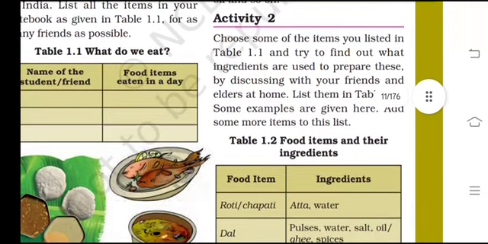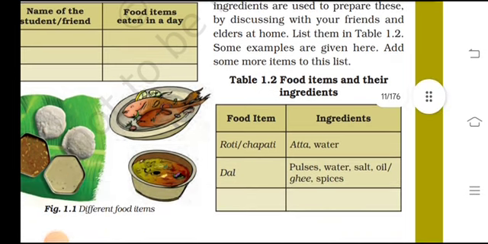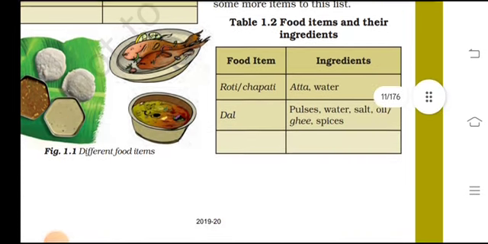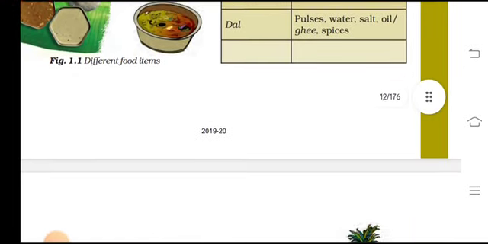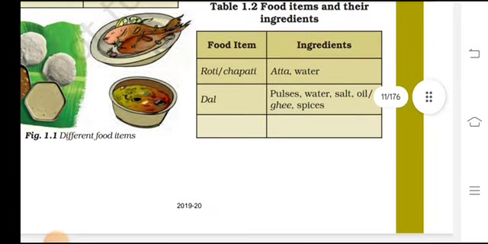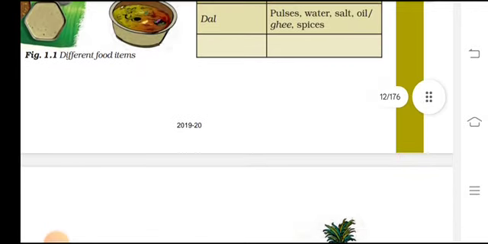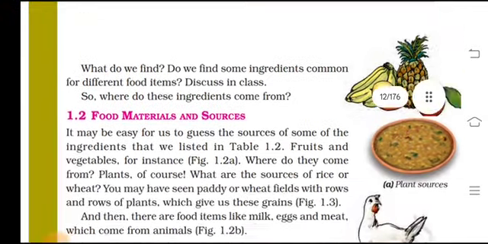Choose some of the items you listed in Table 1.1 and try to find out what ingredients are used to prepare those, by discussing with your friends and elders at home. List them in Table 1.2. Some examples are given here. Add some more items to this list. Food items and their ingredients: roti, chapati: atta, water; dal: pulses, water, salt, oil, ghee, spices.